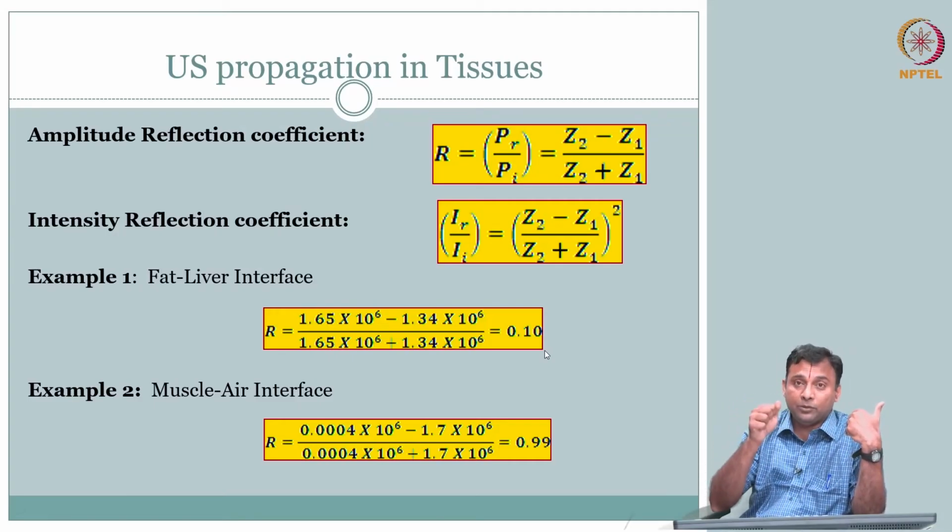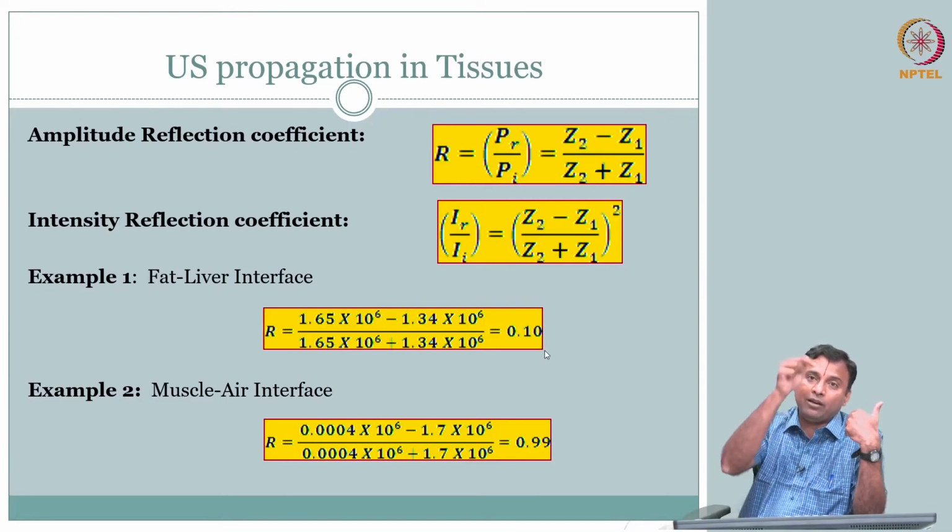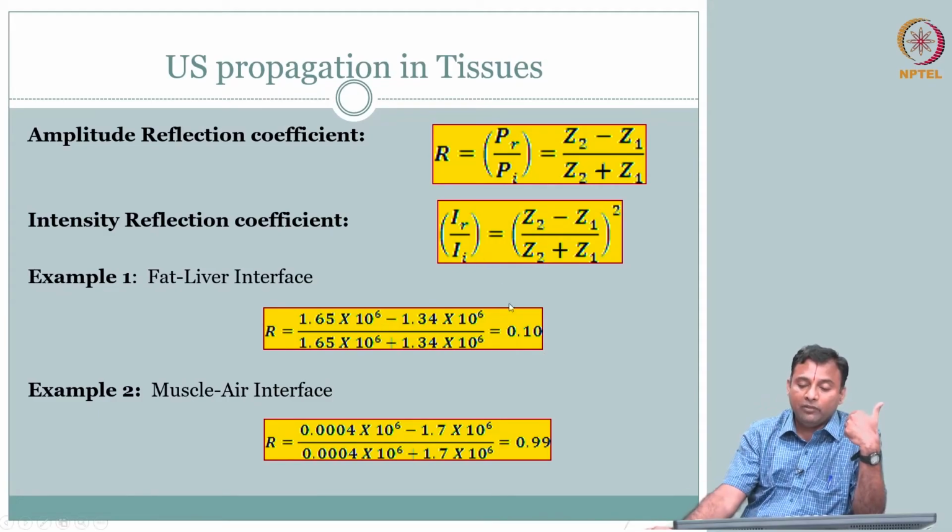So if I have to capture what is coming back, and say it came back from this location, or there is an object, there is an interface at that location, then this quantity is going to be a very small quantity that I am getting. That is the bad side.